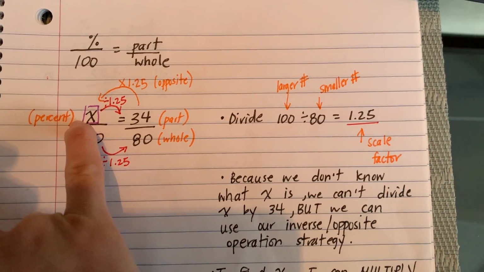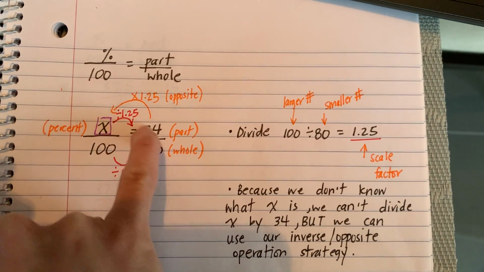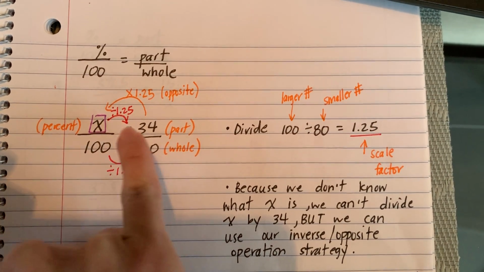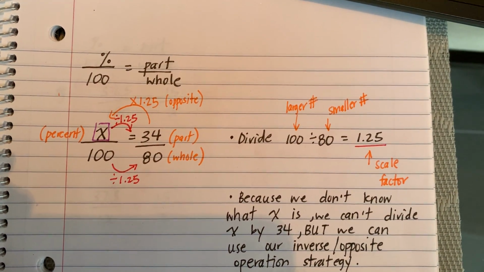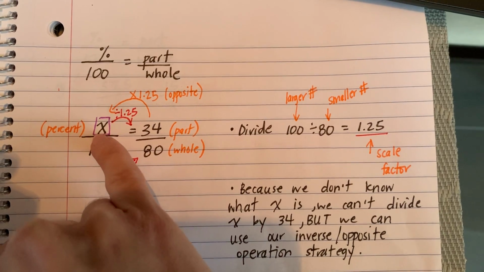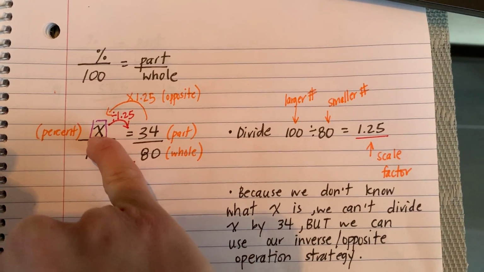In this case here, x divided by 1.25 will give me 34. However, I don't know what x is. So remember that if I work this way, I'm using my inverse operation, which is the opposite. So I can multiply by the scale factor to give me x. So 34 times 1.25 will give me x.